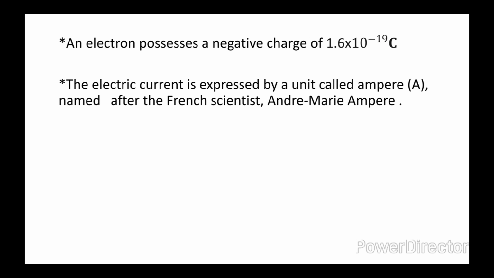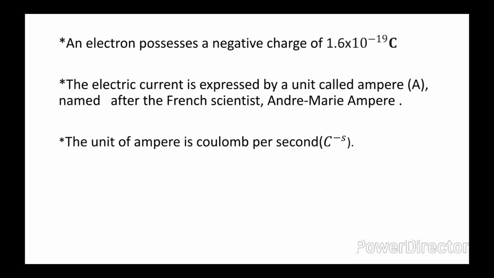Ampere was a French scientist. His full name is André Marie Ampere. His name is kept as a unit in remembrance of this scientist. The SI unit of electric current is ampere. And what is the unit of ampere? It is coulomb per second.